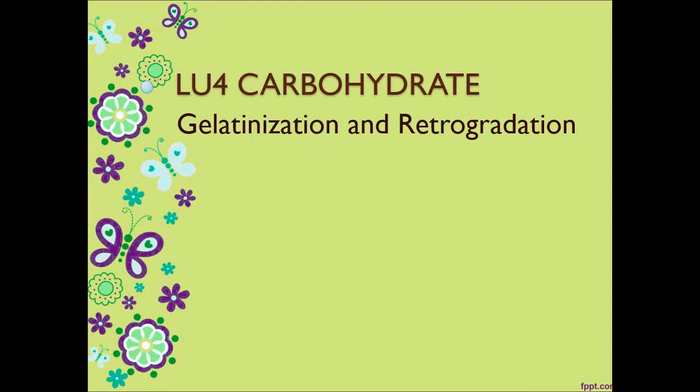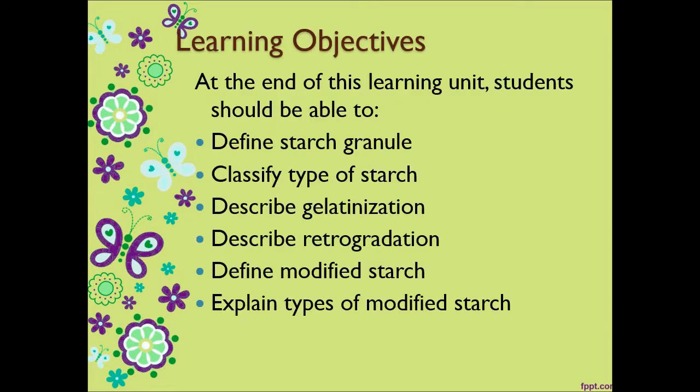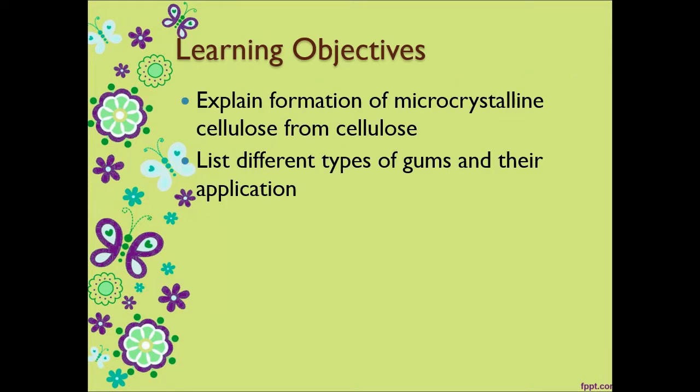The last part of carbohydrate is gelatinization and retrogradation. These are the learning objectives for this part of carbohydrate. You should be able to define starch granule, classify the different types of starch, describe gelatinization as well as retrogradation, define modified starch and explain the different types of modified starch, explain the formation of microcrystalline cellulose from cellulose, and lastly list the different types of gums and their applications.